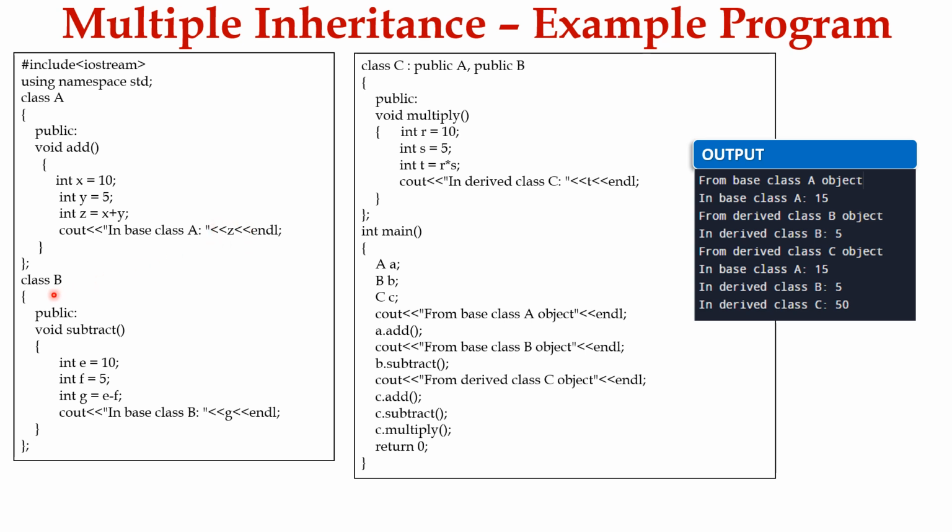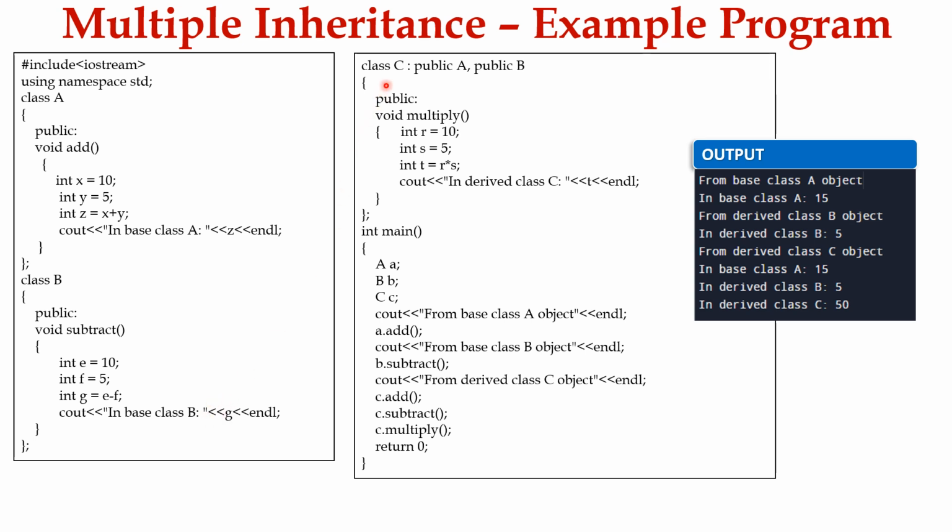Next, we have defined the class definition for class B. Class B defines a member function subtract, where we have declared the variable e of integer data type and assigned with value 10, variable f of integer data type and assigned with value 5, variable g of integer data type and assigned with an expression e minus f. And using the cout statement, we have displayed the value of the variable g to the user.